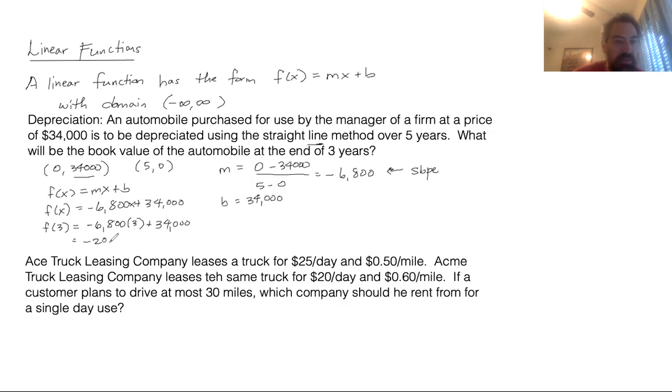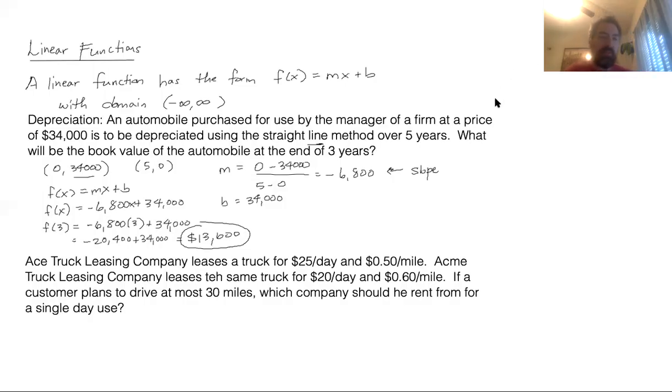That's negative 20,400 plus 34,000, which gives us a book value of $13,600 at the end of 3 years.